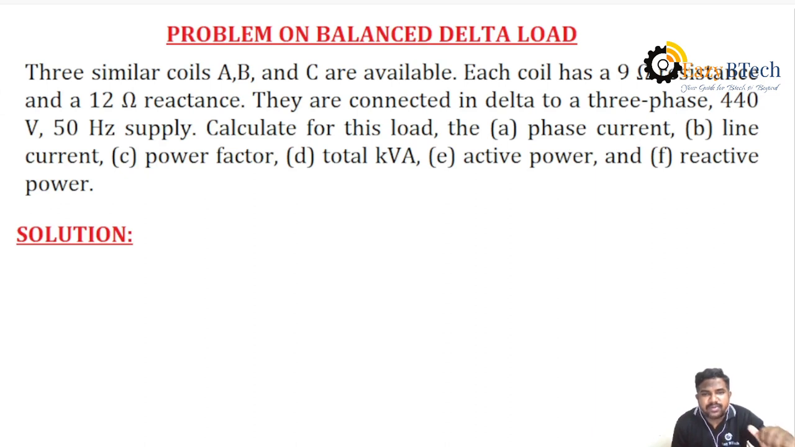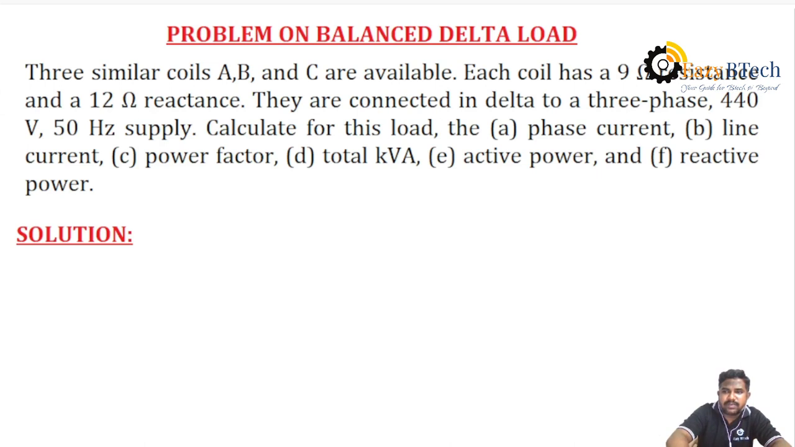I am taking an example problem. Three coils A, B, C are connected in the form of delta, and the given values are resistance 9 ohms and reactance 12 ohms. They are connected in delta to a three-phase, 440 volts, 50 hertz supply. Then calculate phase current, line current, power factor, total KVA, active power and reactive power. This is an example based on the delta system.